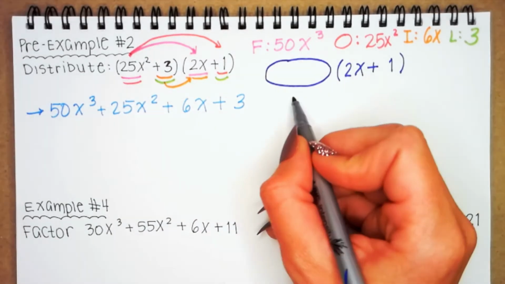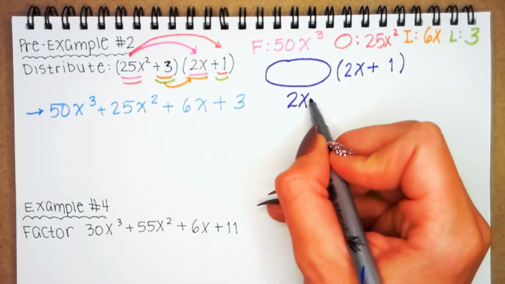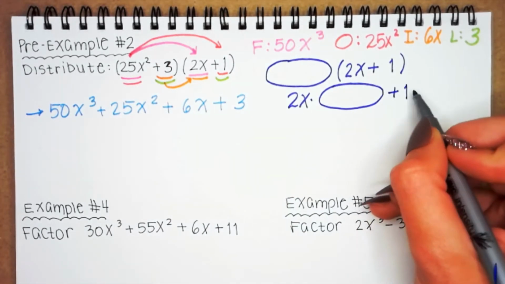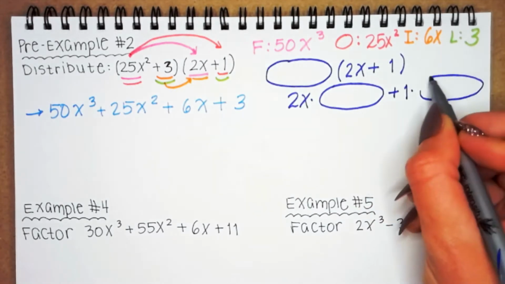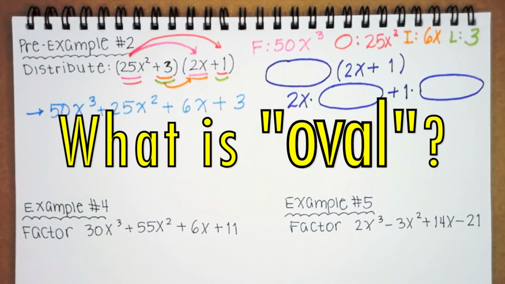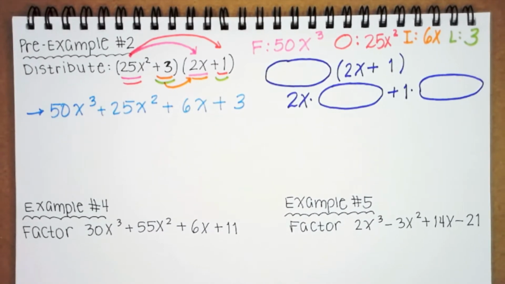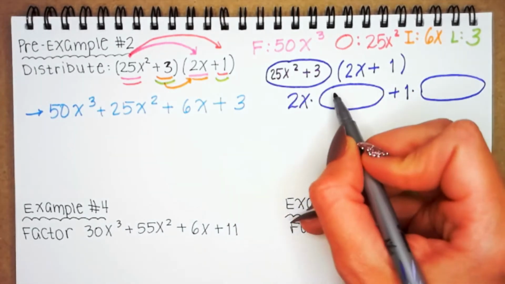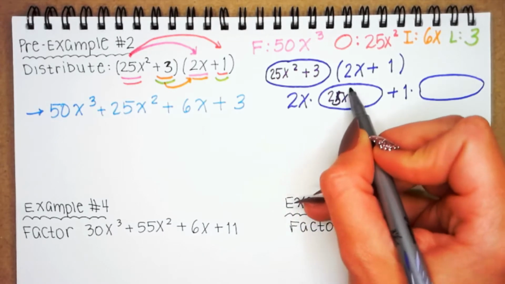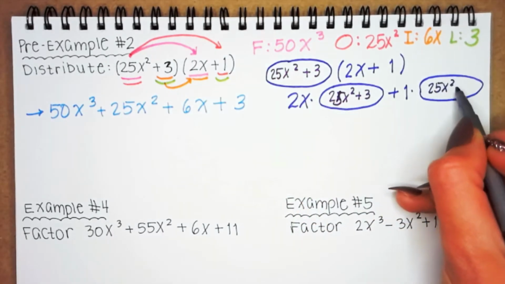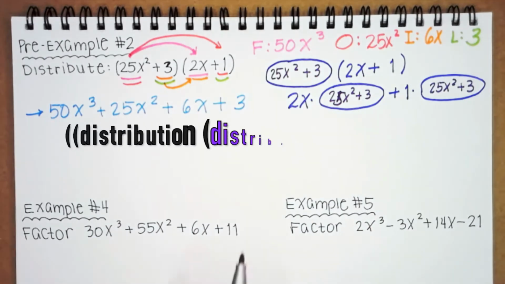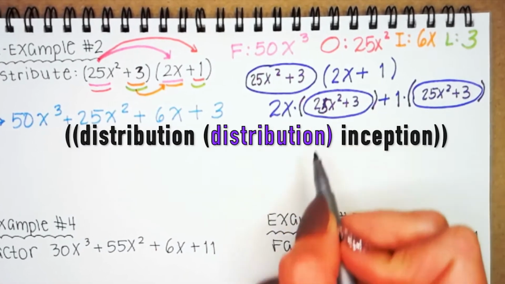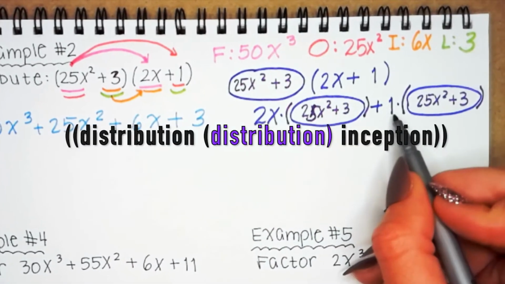What would you do? Well, you would get 2x times oval plus 1 times oval. But what is the oval really standing in for right now? The oval really represents that 25x squared plus 3. So we ended up distributing the entire quantity of 25x squared plus 3 to both the 2x and the 1. Now, can we distribute 2x to 25x squared plus 3? And can we distribute the 1?